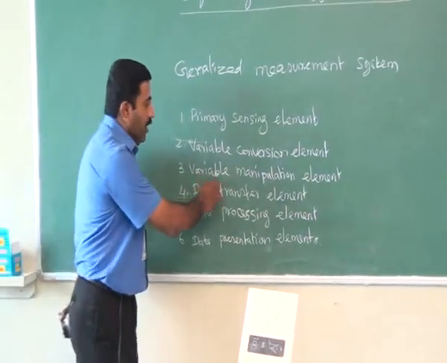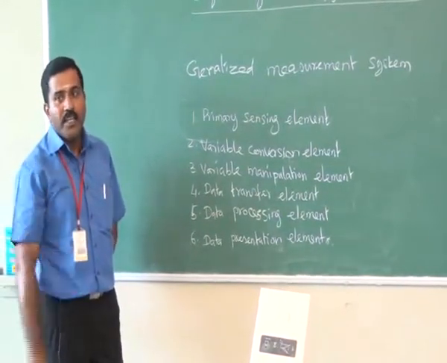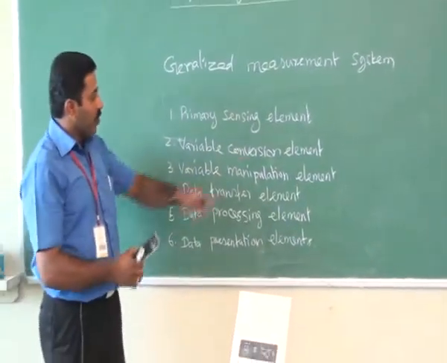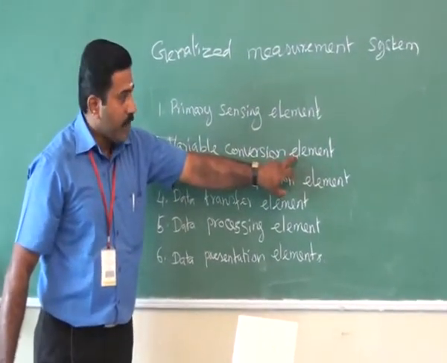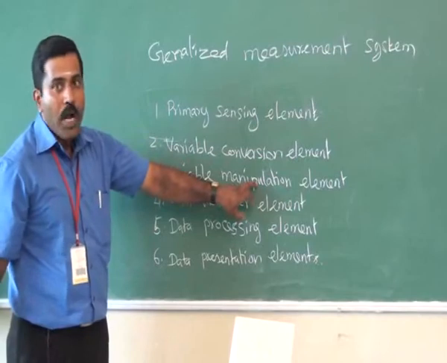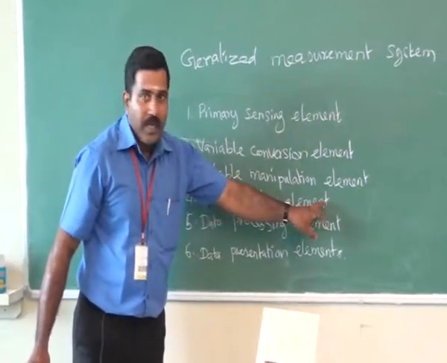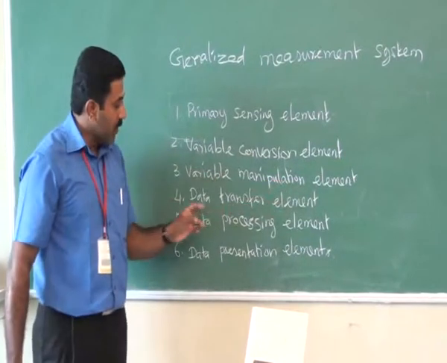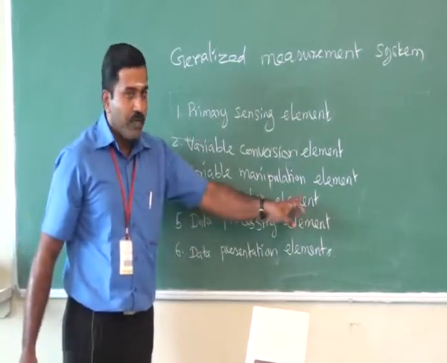The next one is the variable manipulation element. The electrical signal from the conversion element, such as a small voltage or frequency, is manipulated into a higher level. That is the manipulation element. Then the data transfer element transfers the data without any change. Gears and shafts are used as data transferring elements.